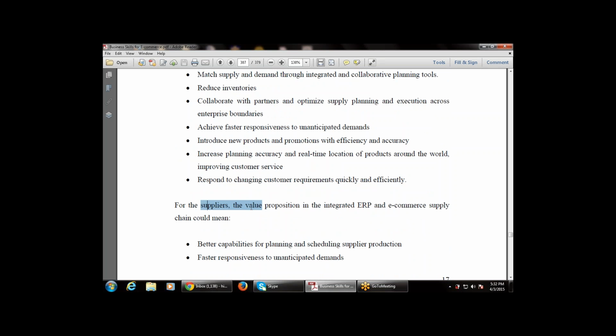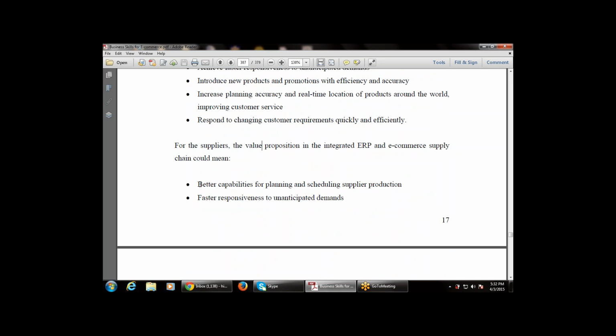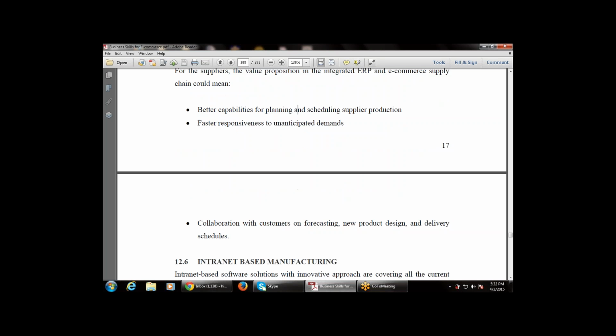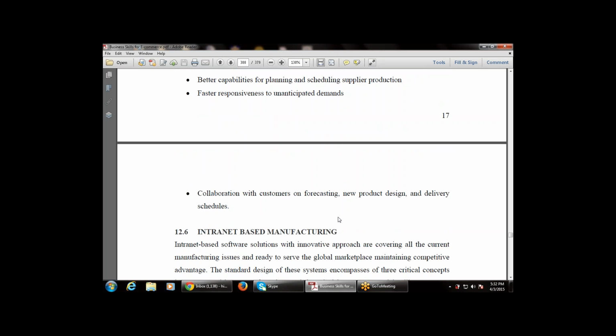And from the supplier's point of view, what are the benefits? Better capability for planning. So the supplier must plan in a better way, and it also provides scheduling, faster response, and collaboration with the customers. That is, there will be good coordination between the customers and the suppliers.